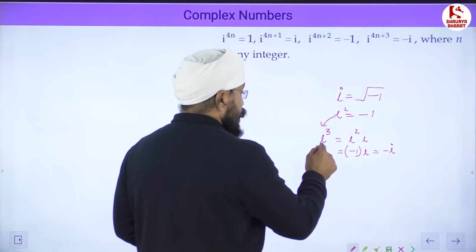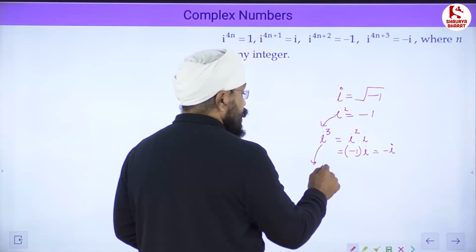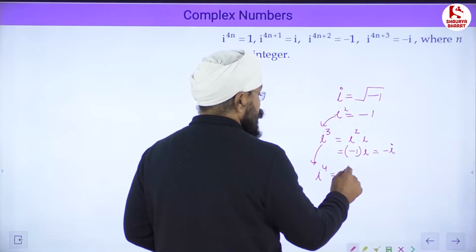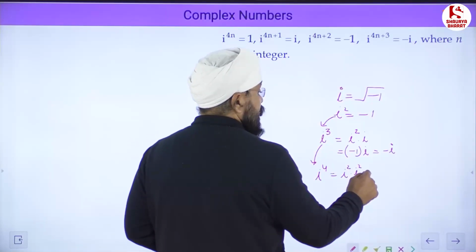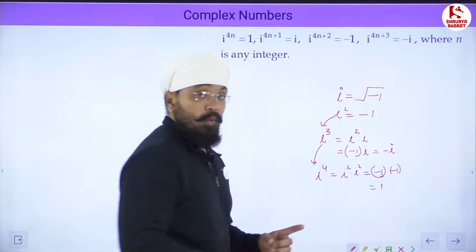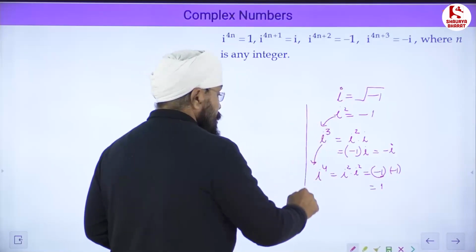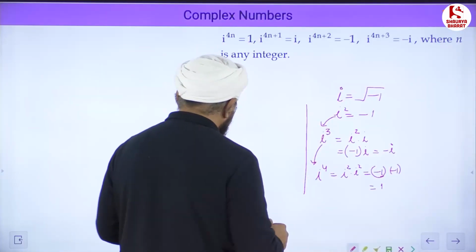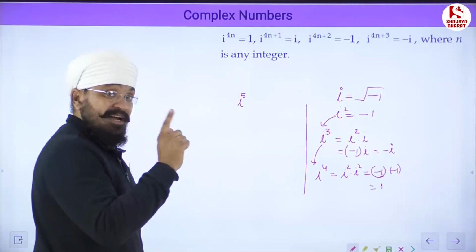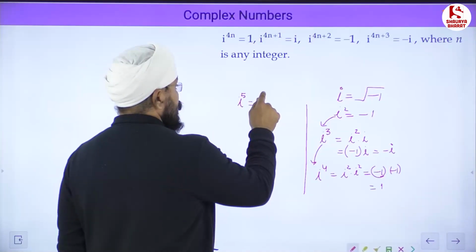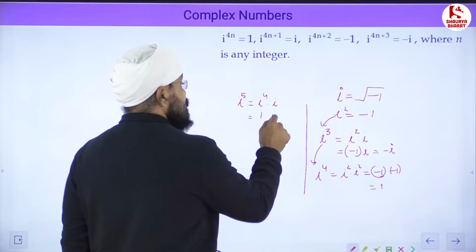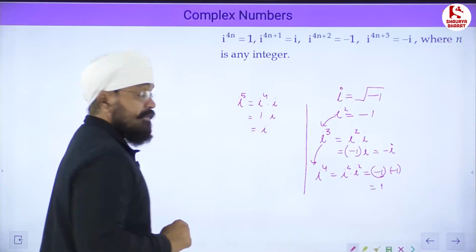Now, if I go further and want to find iota to the power 4, I am going to find iota square into iota square, which is -1 into -1. So as a result, we get 1. Now, to understand the pattern, let us go to iota to the power 5. This is iota to the power 4 into iota, which is 1 and iota. So as a result, we get the term iota.